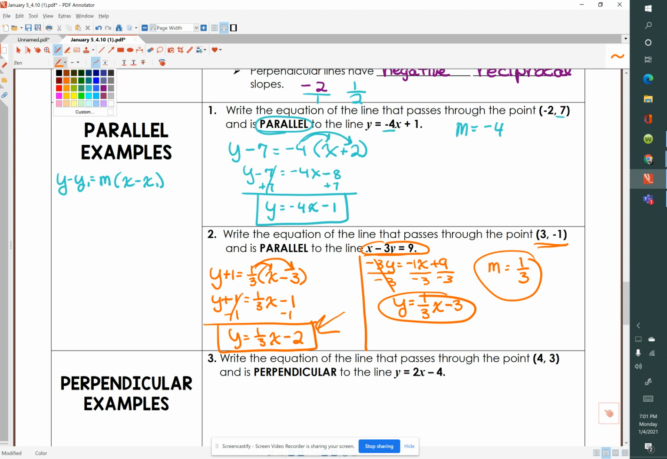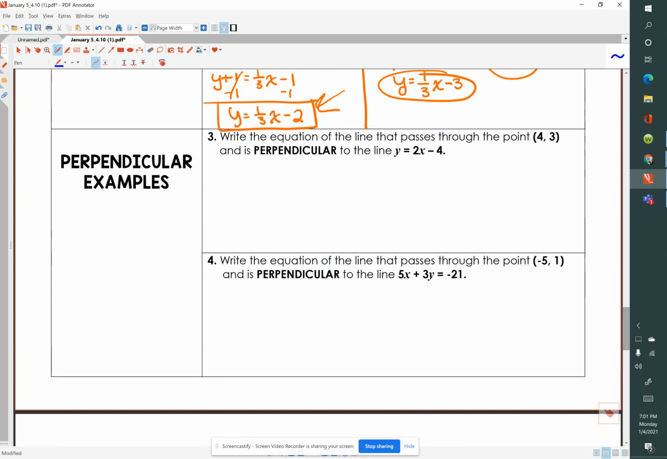So let's go with a couple of perpendicular examples. Number 3 asks us to write the equation of the line that passes through the point (4, 3) and is perpendicular to the line y equals 2x minus 4. This is already in slope-intercept form, and our slope is 2. Now, if our slope is 2, what's the negative reciprocal? Well, 2 can be thought of as 2 over 1, and the negative reciprocal of 2 over 1 is -1/2. So the slope that we're looking to write an equation of is going to be -1/2.